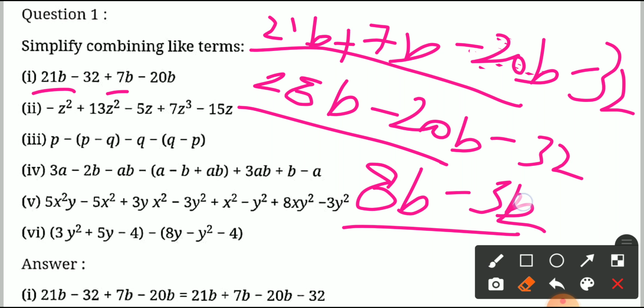Okay, what is the answer? 8b minus 32. Why can we not solve it further? Because they are not like. This is the variable term and this is the constant term, or this is not a term which contains b as variable. Okay, now see the second question.